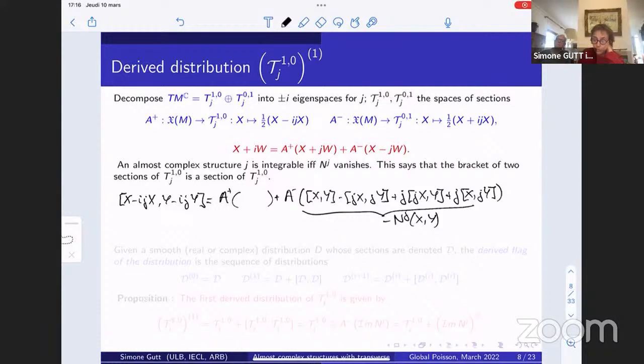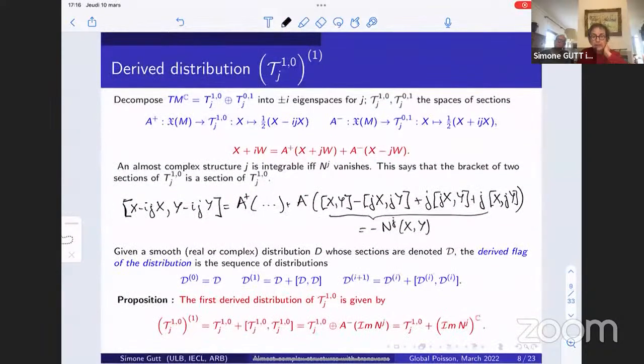So what do you do when you don't have an involutive distribution? Well, you try to make it involutive. And one way to make it involutive is to go to the derived flag of the distribution. So it's the sequence of distributions, for any real or complex valued distribution. We start with the distribution and at each level, take the distribution and add the brackets of sections of the distribution at one level before.